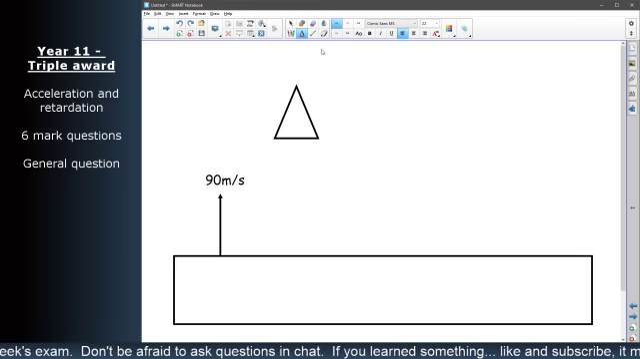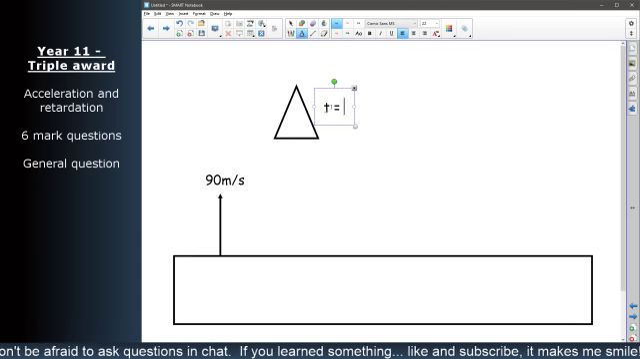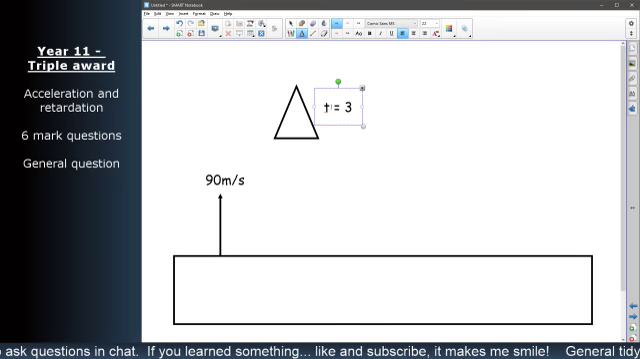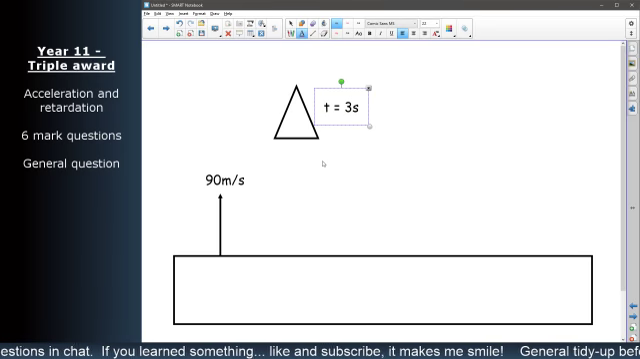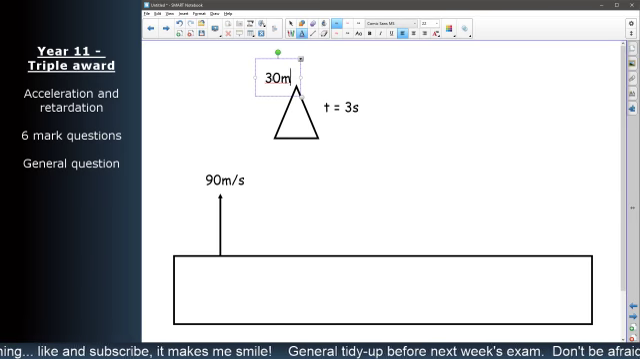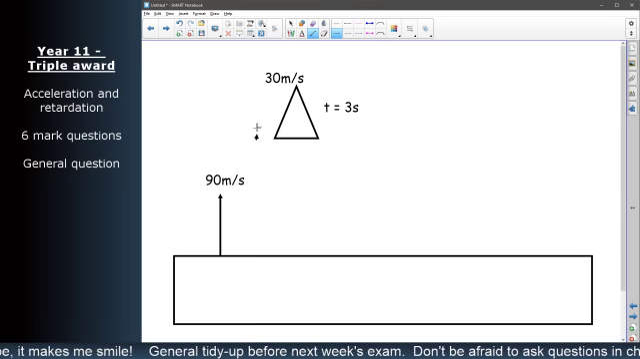Actually, let's do better than that. Let's say at some point later on it's got a time equal to 3 seconds. Let's give it a speed that suggests interesting things happening to it. Let's say it's got a speed of 30 meters a second a little bit later on, still in the upwards direction. And this time we're being asked to calculate the acceleration.